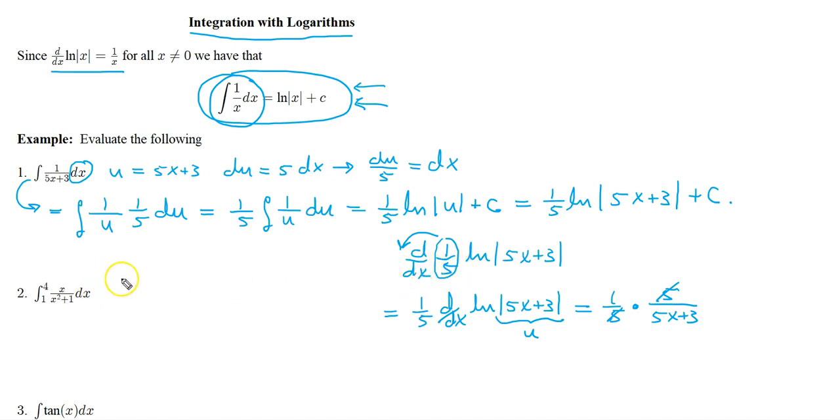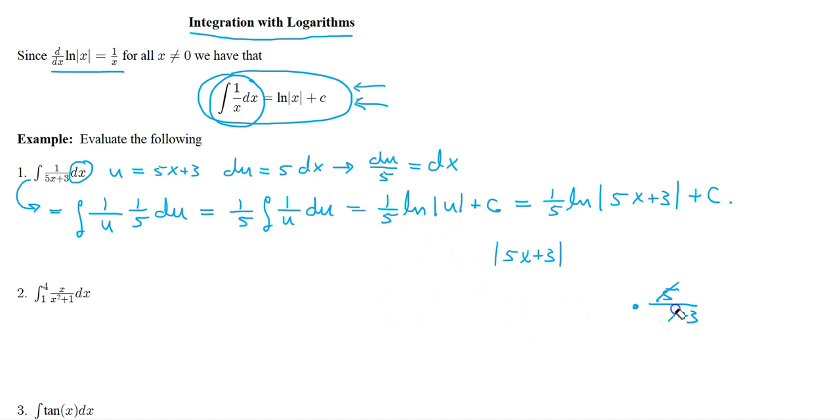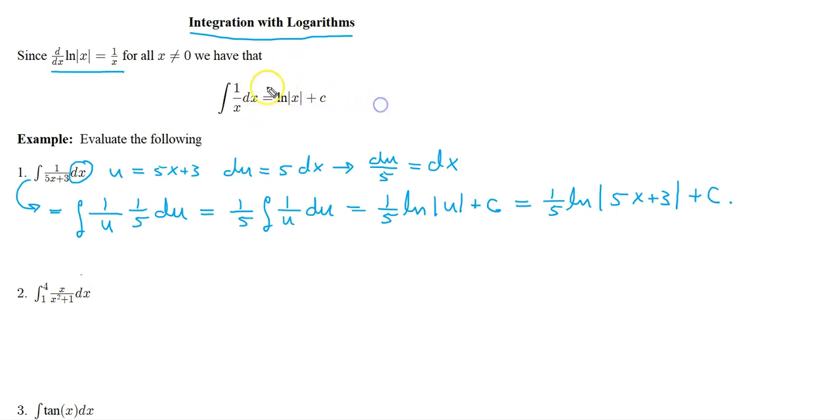Let's take a look at another one here. We want to do a definite integral from 1 to 4 of x over x squared plus 1 dx. We would like to once again turn it into something that looks like this up here, something of this form. So it seems reasonable to let u equal x squared plus 1. Let's try it and see if it works.